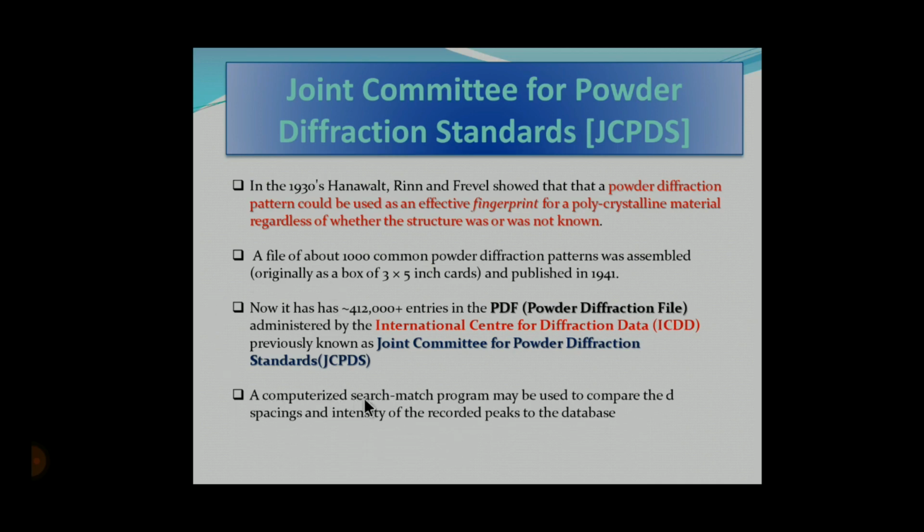And a computerized search and match program can be used to compare the d-spacing and intensity of the recorded peaks. So we can now take the XRD of any material, and the values from the pattern can be matched with the JCPDS, or I can say ICDD values, using a computerized search match program.